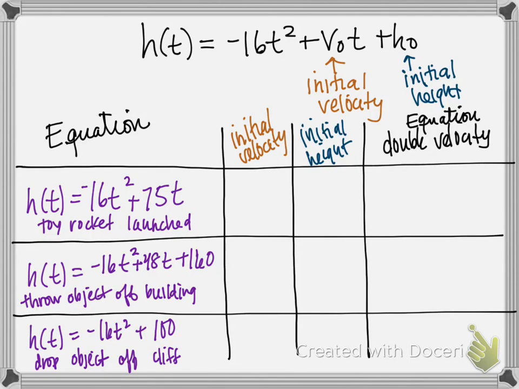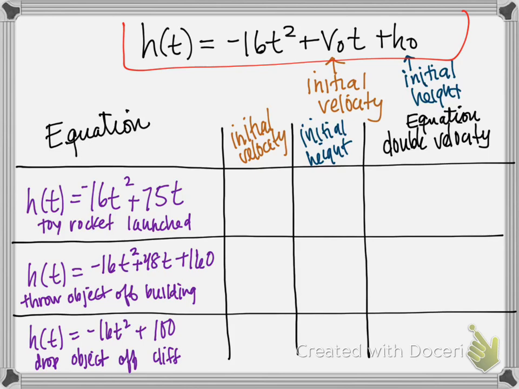In this example, we have three equations that represent projectile motion, and we're going to use this generic equation in order to pull out the initial velocity of the scenario, the initial height, and then write a new equation if you double the velocity.